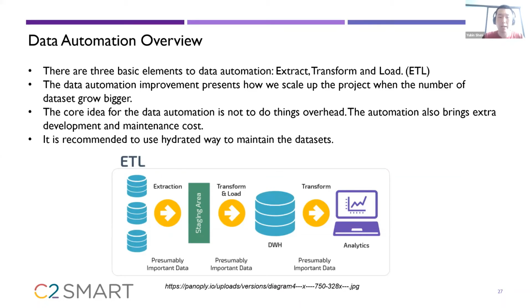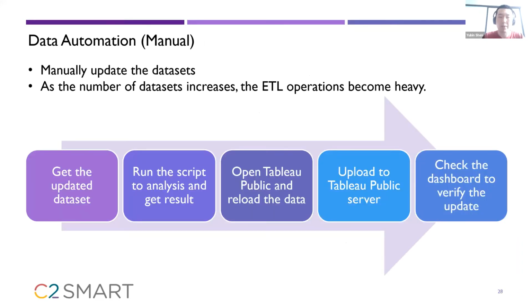So actually in production, we do the hybrid way. We combine several methods together to maintain the data set and to make sure the performance is good enough. So let's talk about them one by one. Okay, the first one, the basic one, is we manually update everything.